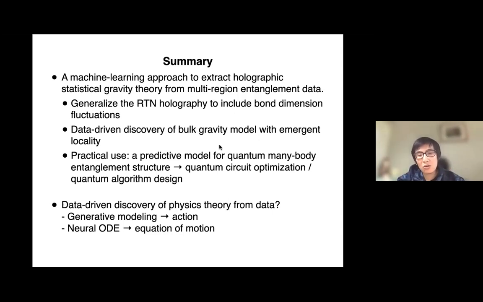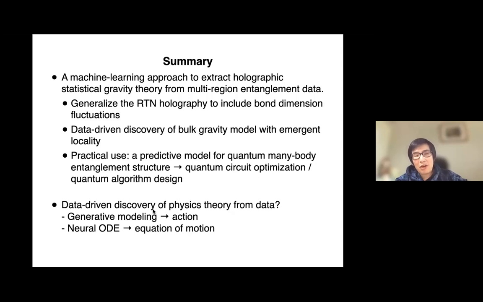And for practical use, this also provides a predictive model for quantum many-body entanglement structure, meaning that you can train the model with partial entanglement data and use it to predict the entanglement of these quantum states in other regions that you can't measure or didn't measure. This functionality will be useful for quantum circuit optimization and quantum algorithm design in quantum information, because there we need to know the entanglement features of a quantum circuit.